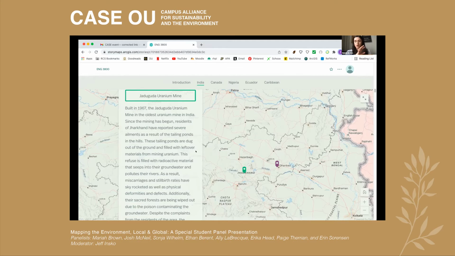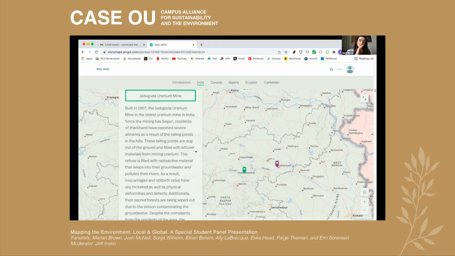And this is a very common practice with extraction, where essentially they dug up land out of their hills and they just fill it with all this toxic material that they have no use for. So as a result, these toxic materials seep into their ground and end up polluting their rivers that they use for drinking water and their groundwater.